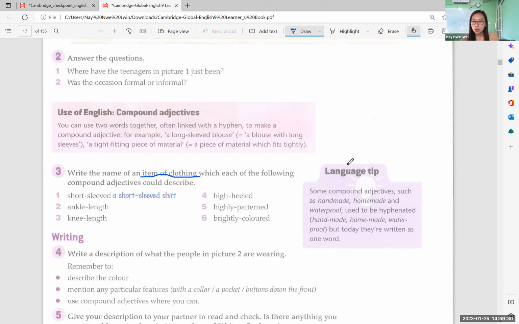Okay, so have a look at the language tips here. The same compound adjectives such as handmade or homemade and waterproof used to be hyphenated, like handmade, homemade.